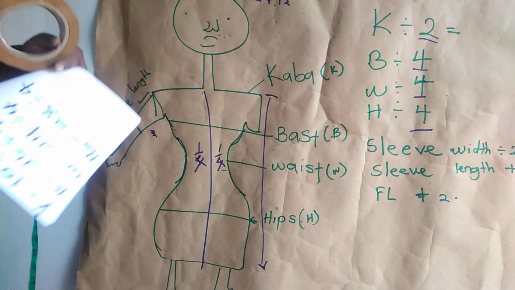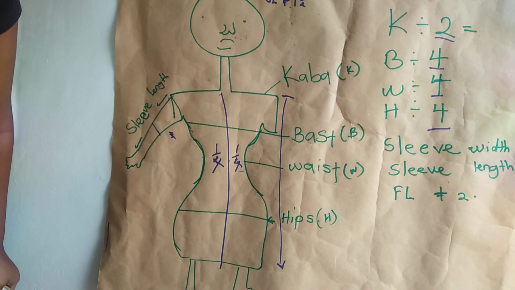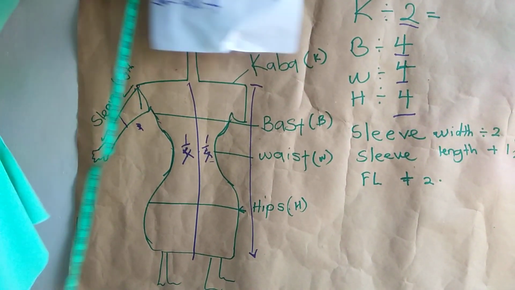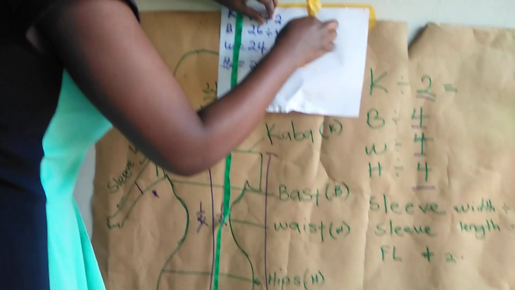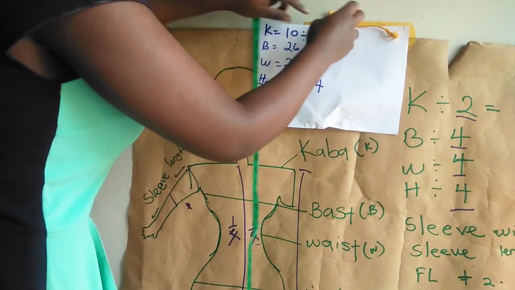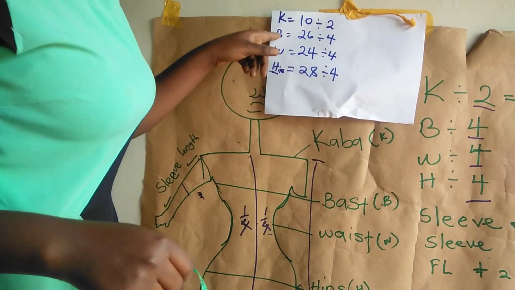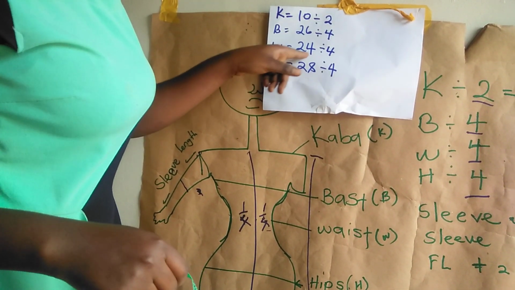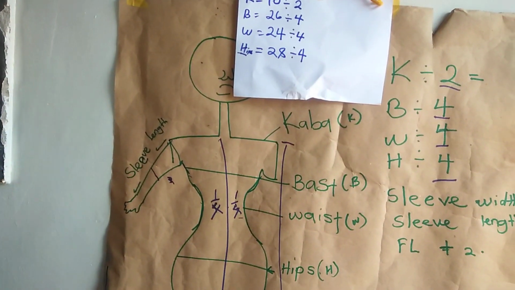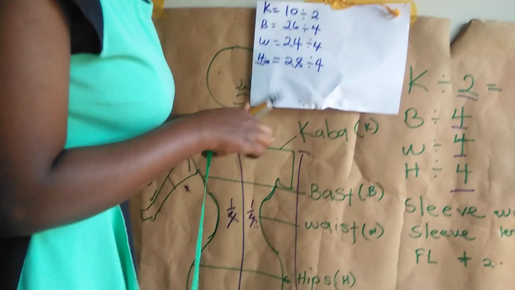Let me show you clearly. So our cover is 10, our bust is 26, our waist is 24, our hips is 28. We are going to divide so that we get clear measurements.